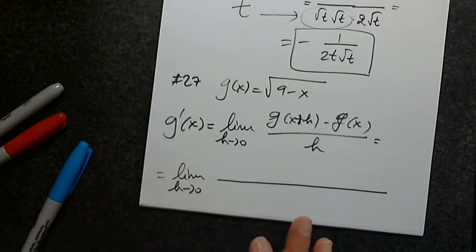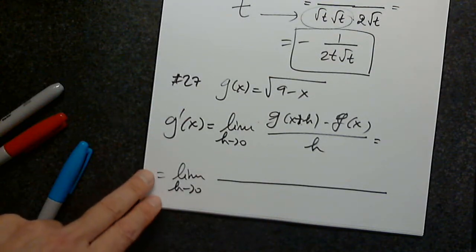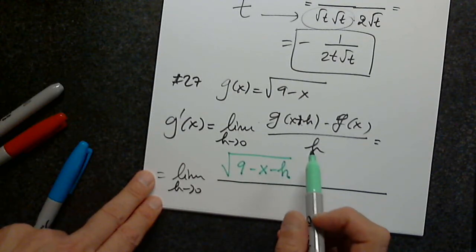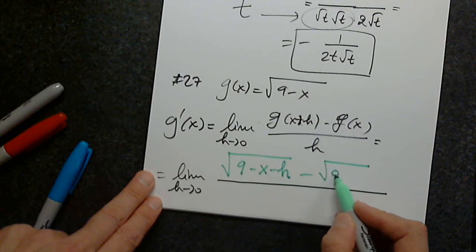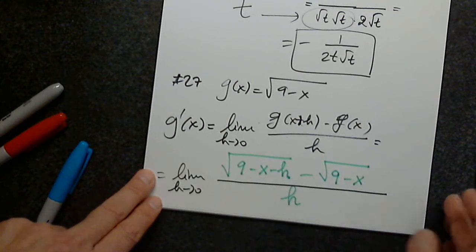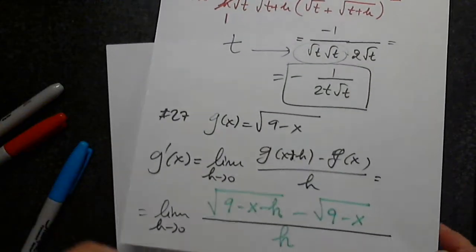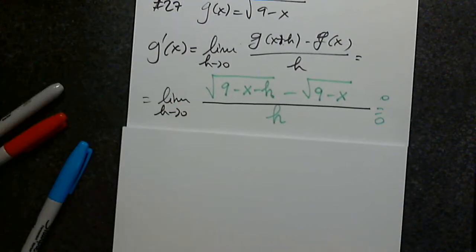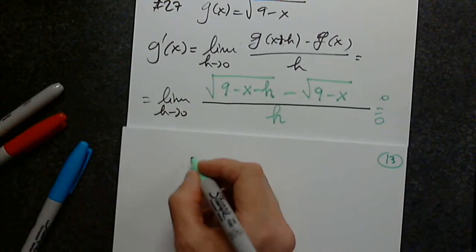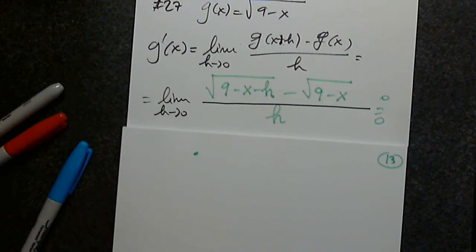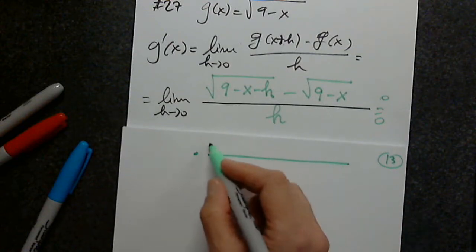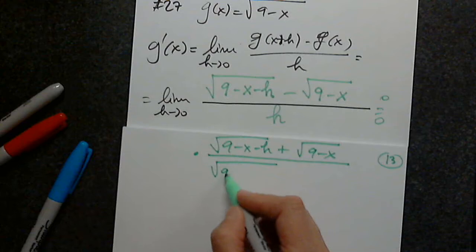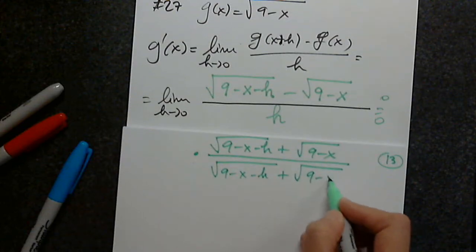We've done this before. This is a much simpler situation. The square root of 9 minus x minus h, careful, and then minus the square root of 9 minus x, divided by h. Same idea, the same thing has to be done. When I plug in 0, I get 0 over 0. So what do I continue with? I multiply top and bottom by, yes, the square root of 9 minus x minus h plus the square root of 9 minus x.